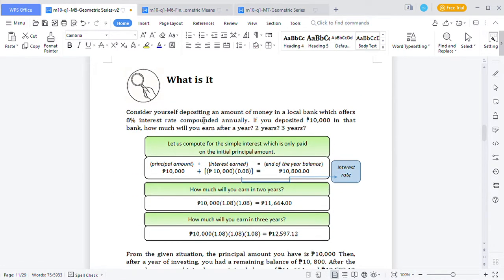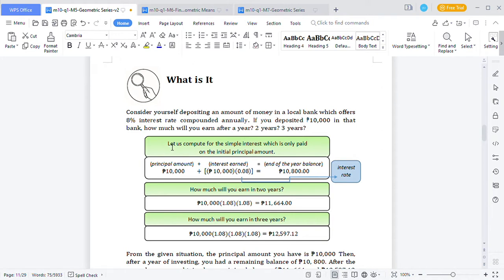So consider yourself depositing an amount of money in a local bank which offers an 8% interest rate compounded annually. So simple interest is different from compound interest. If you deposited 10,000 pesos in that bank, how much will you earn after a year? How much will you earn after 2 years and 3 years?